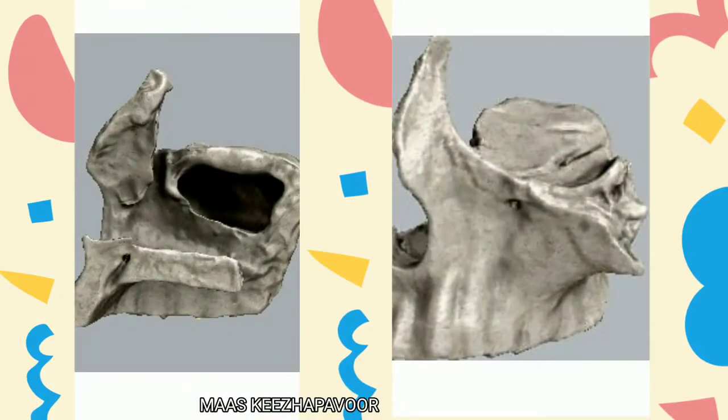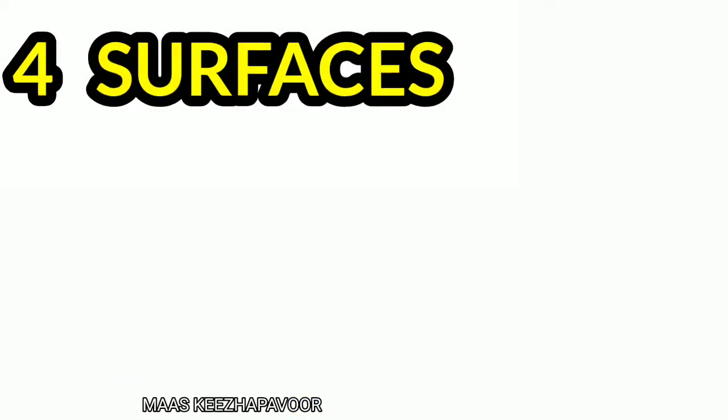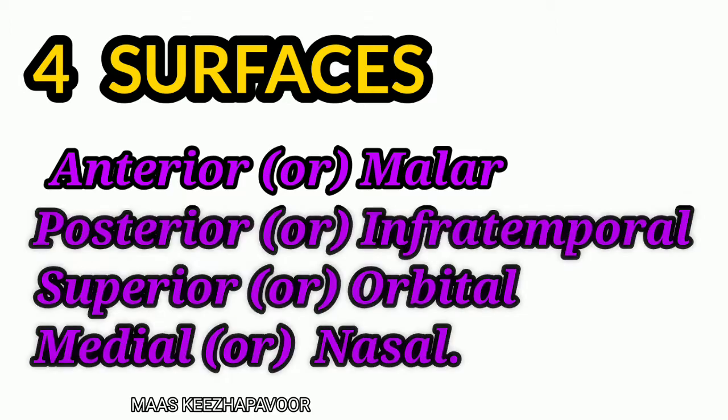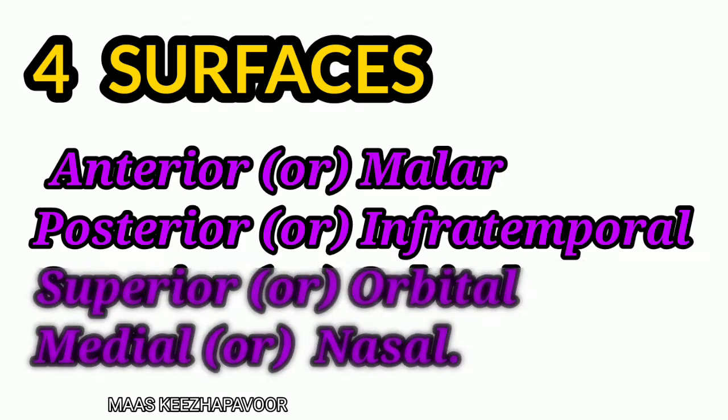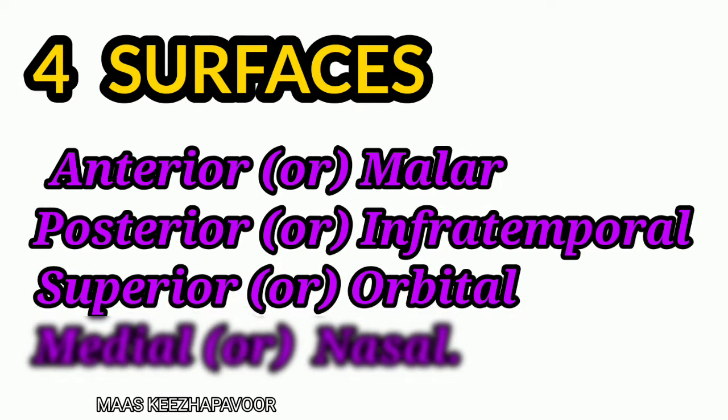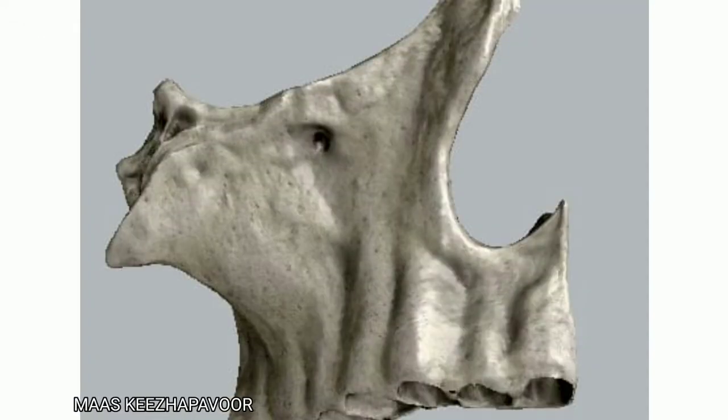The body is pyramidal in shape with the base directed medially at the nasal surface and apex directed laterally at the zygomatic process. The body of the maxilla has four surfaces: anterior or malar, posterior or infratemporal, superior or orbital, medial or nasal. The anterior surface is limited above by the infraorbital margin, below by the alveolar process, and medially by the nasal notch.